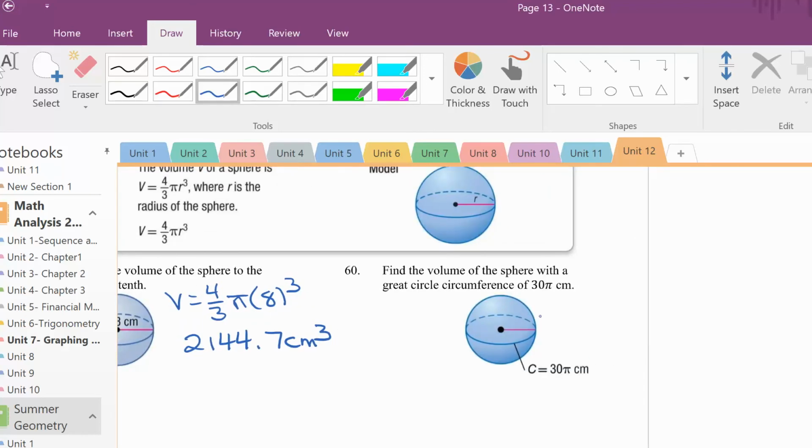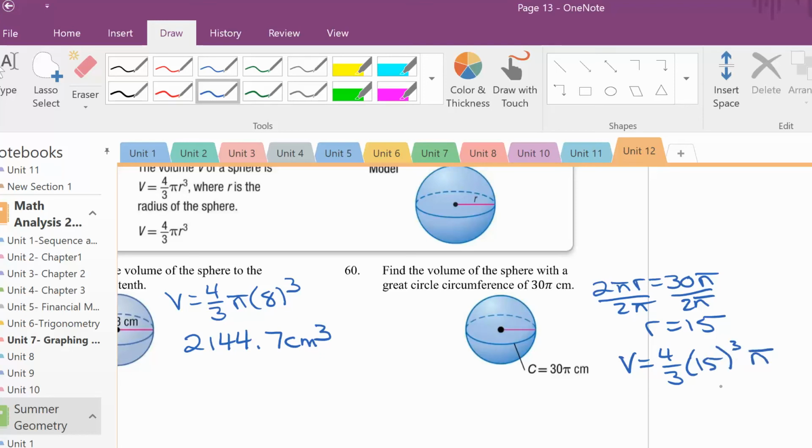Here it says the circumference is 30 pi, so we have to find the radius. So 2 pi r is equal to 30 pi, and that means that r, the radius, is going to be 15. So then the volume is equal to 4/3 times 15 to the third times pi, and that is 14,137.2 cubic centimeters.